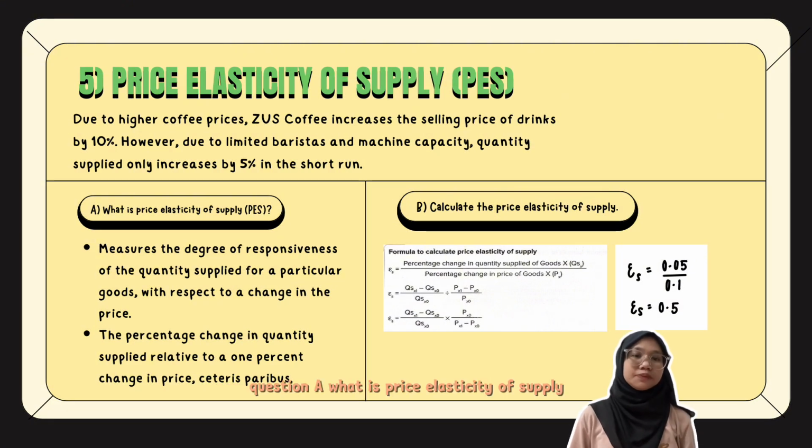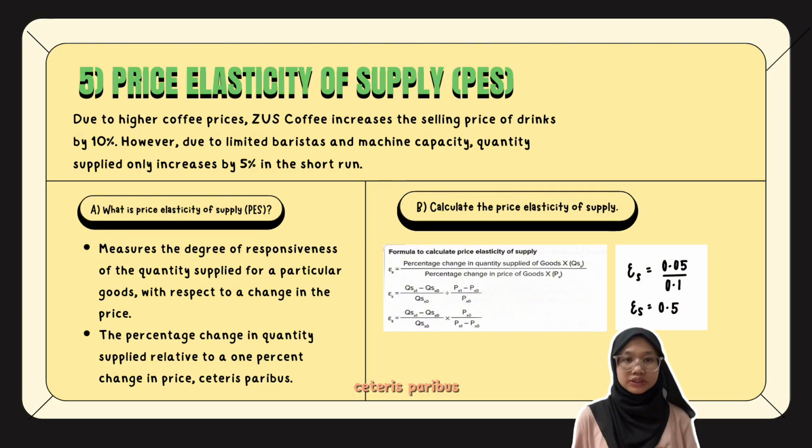Question A. What is price elasticity of supply? Price elasticity of supply measures the degree of responsiveness of the quantity supplied of a particular good with respect to a change in its price. In other words, it is the percentage change in quantity supplied relative to a 1% change in price, ceteris paribus.